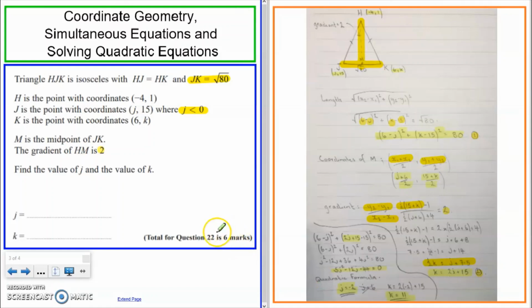Very well done if you would have achieved all 6 marks on that very difficult question.